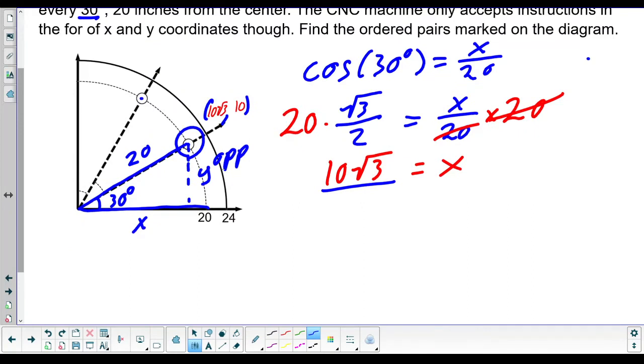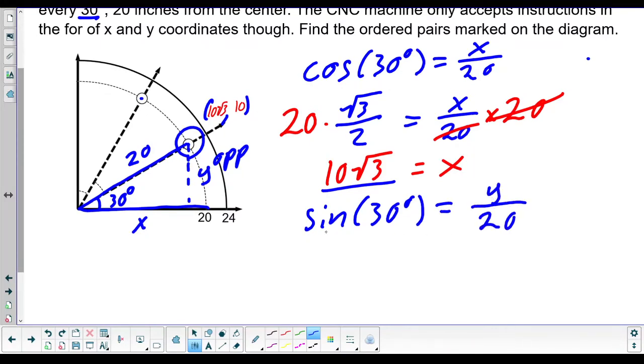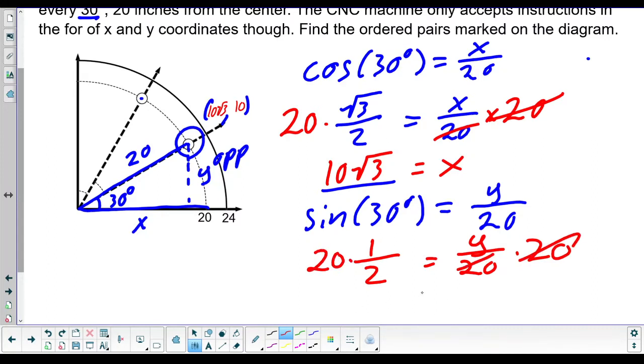So opposite and hypotenuse, that would be sine of 30 degrees equals y over 20. Sine of 30 degrees is something we should know from our unit circle. This is 1/2 equals y over 20. And just like we thought, it is 1/2 just times the hypotenuse times 20. So y does equal 10. But it's nice that we verified it.